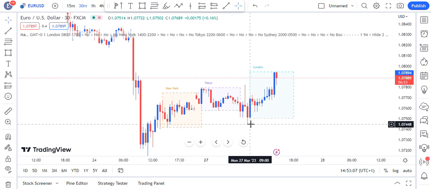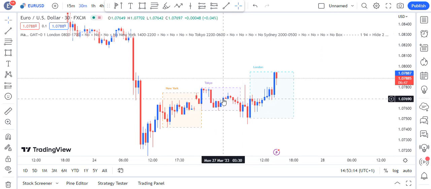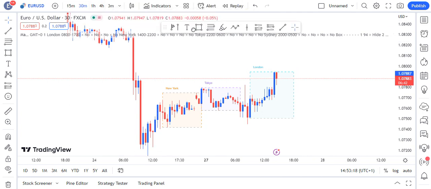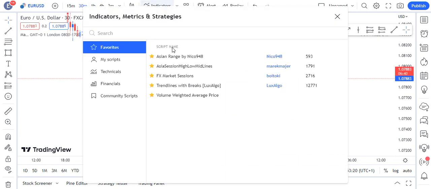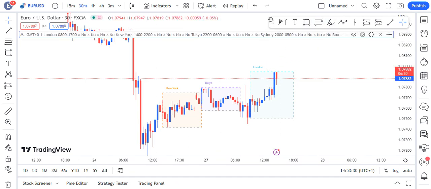The most important part of the daily cycle is going to be your Tokyo range. Your Tokyo range is going to be marked up as 22 to 6. If you want to use this indicator, I just found it last week. Let me show you. This particular indicator is called FX Market Sections by Boy Toki, and with that you just have to set it. Use these settings.